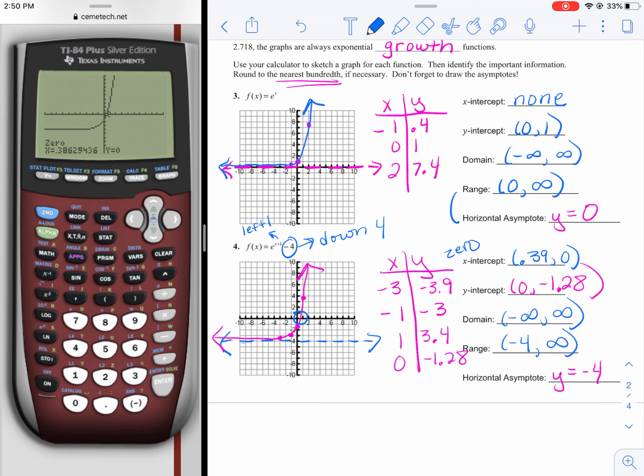Hopefully these graphing examples help clarify some of the questions you might have had earlier in the week.